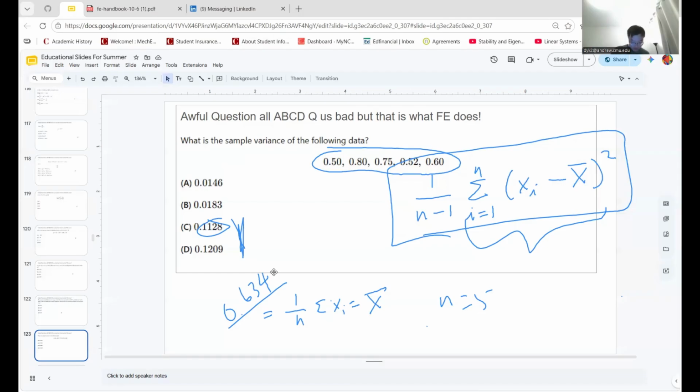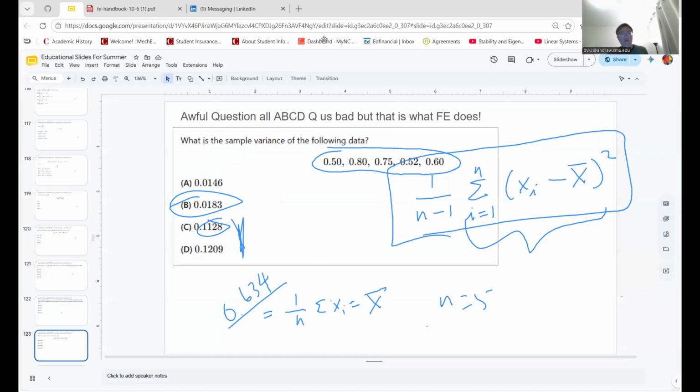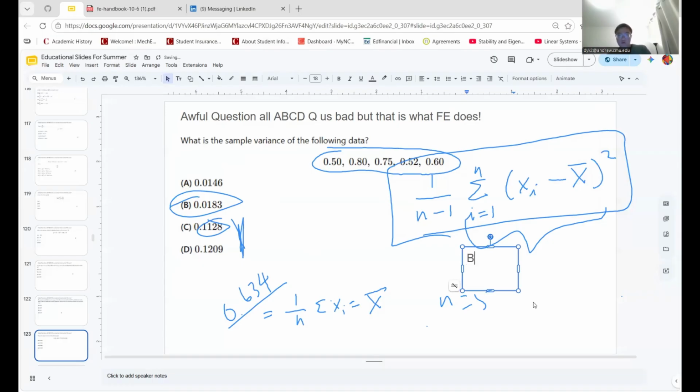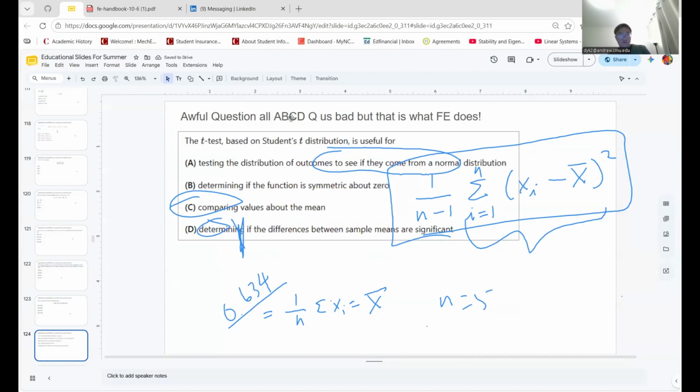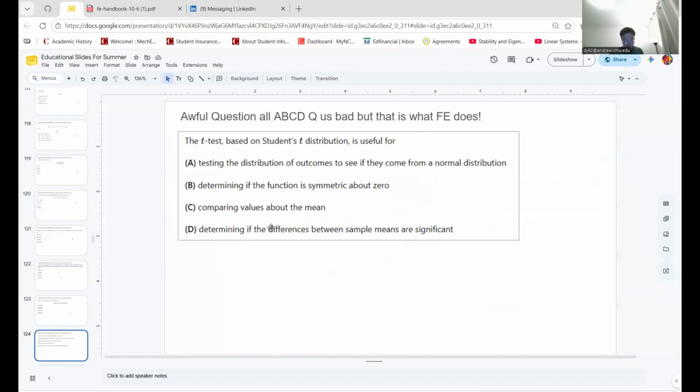Oh, I'm wrong. It is B instead. My mistake. I was completely wrong about my intuition. My intuition was completely bananas. Usually my intuition is good, but that was bad. T-test based on the T distribution is useful for... Oh, this one.